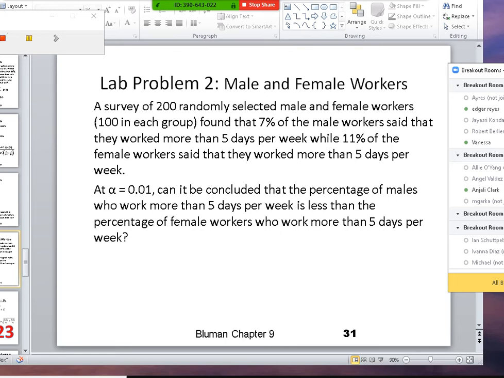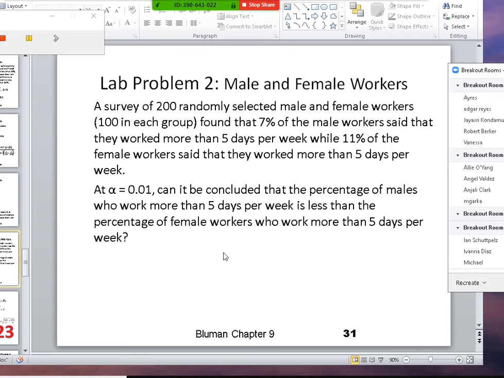Problem number 2, male and female workers. A survey of 200 randomly selected male and female workers, 100 in each group, found that 7% of the male workers said that they worked more than 5 days per week, 12% of the female workers said they worked more than 5 days per week. Alpha equaling .01, can it be concluded that the percentage of males who work more than 5 days per week is less than the percentage of female workers who work more than 5 days per week.